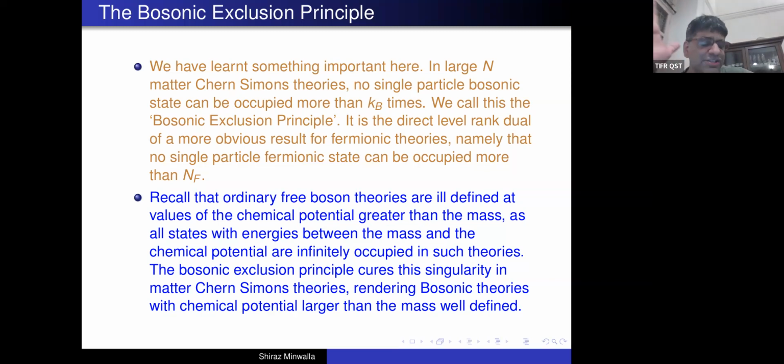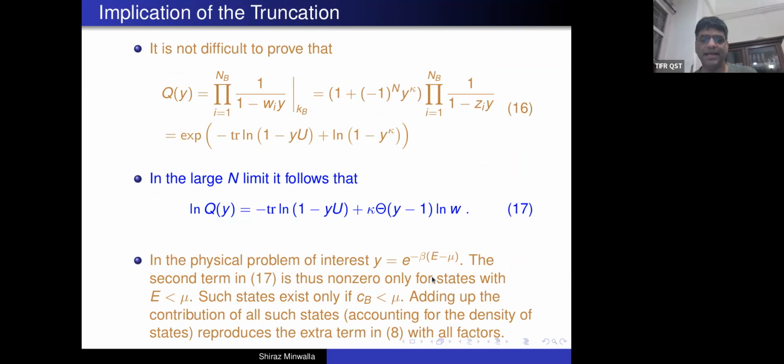Now, there's something immediately interesting here. Remember that free bosonic theories are unstable at chemical potentials larger than their mass. That's because such theories have single particle states with energy less than the chemical potential. Now, when your energy is less than your chemical potential, the Boltzmann factor, instead of being a suppression, is an enhancement, because it's e to the power of a positive quantity. This tells you that 2 particles in that state contribute more than 1 particle, 3 particles contribute more than 2 particles, and 4 particles contribute more than 3 particles, and this never ends.